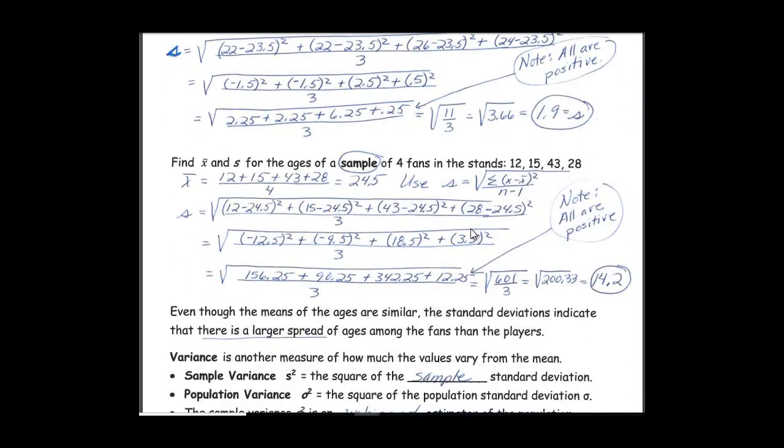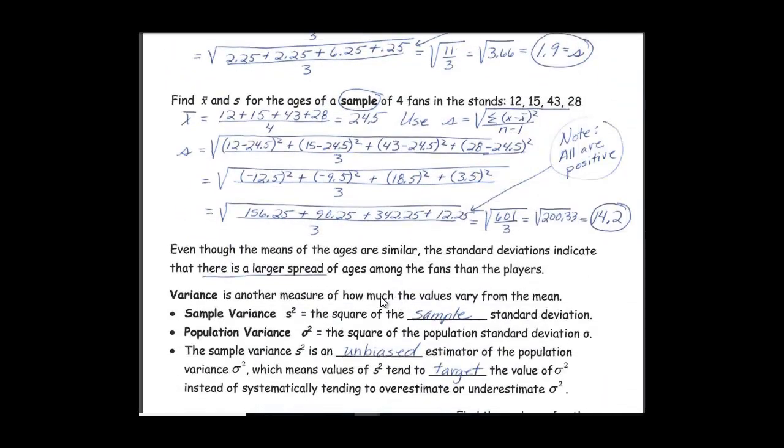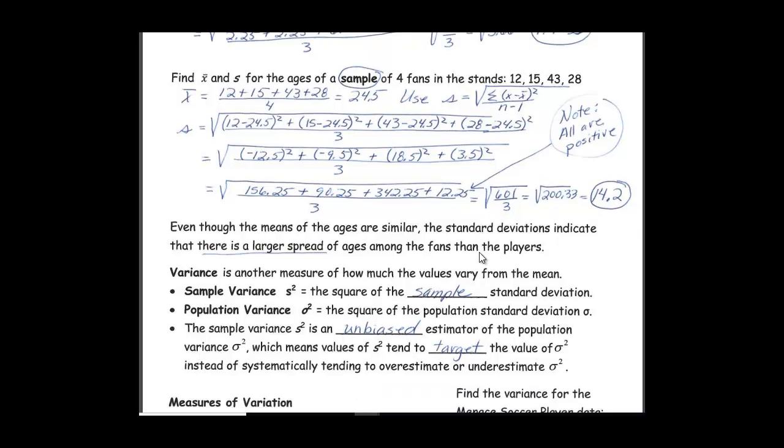Okay, I also want to go on and talk about the difference. The average age is similar, but we can see that there's a lot more spread among the fans than there is with the players. That's why we call calculating the mean a measure of center, and calculating a standard deviation a measure of variation, because it shows you how much variance there is.